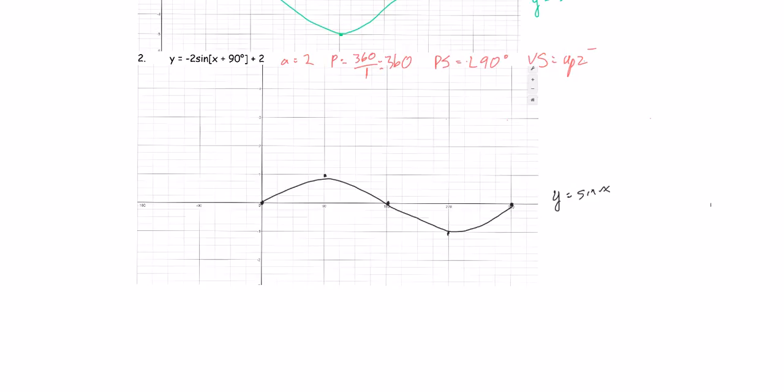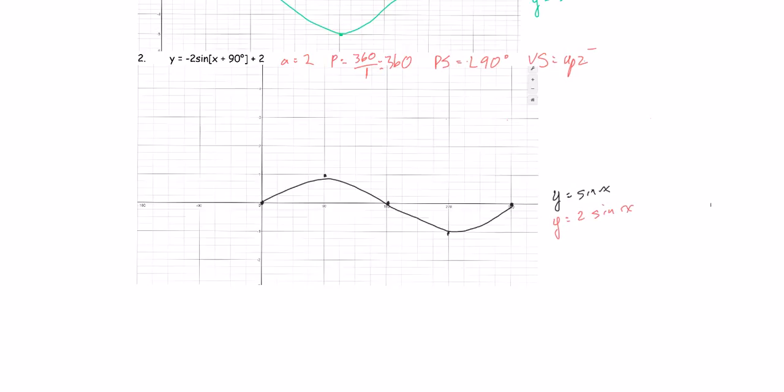Now, here's the next thing. We're going to go and draw our next graph, and I'm going to explain how it goes. So based on our amplitude, our period is 360, and our phase shift is left 90. So now we're going to draw our second graph. That's going to be in red, and it's going to be y is equal to 2 sine of x.